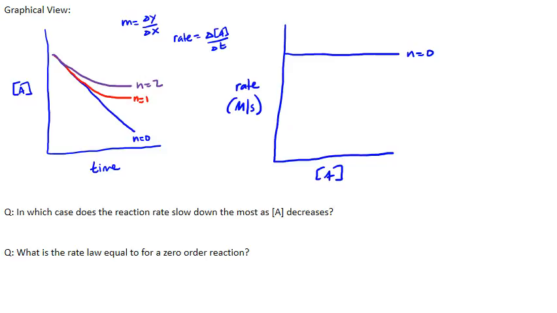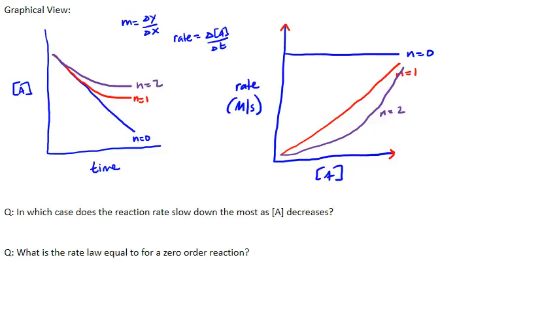However, when N is equal to 1, as I increase my concentration of A, as I go from left to right on the x-axis, my rate will increase because they're related to each other linearly. So it would look something like this, N is equal to 1. And then finally, if it's a second order reaction, I will see an increase in the rate as I increase the concentration of A, but it'll look more like this, where N is equal to 2.